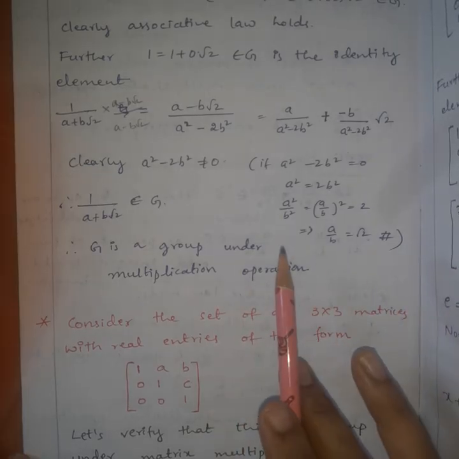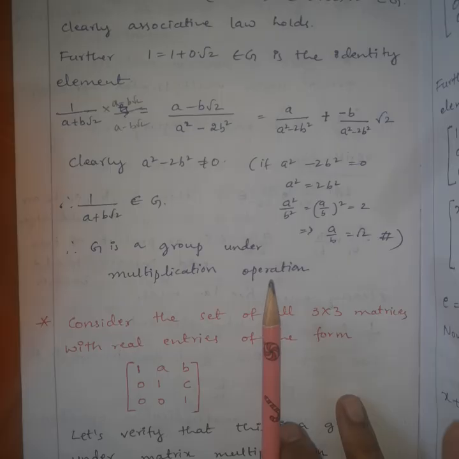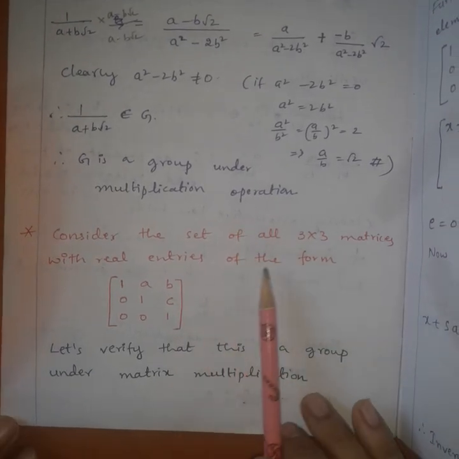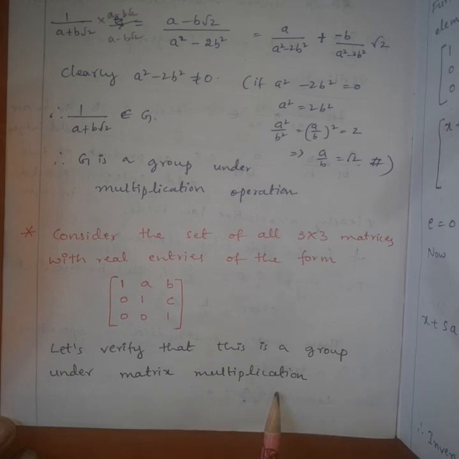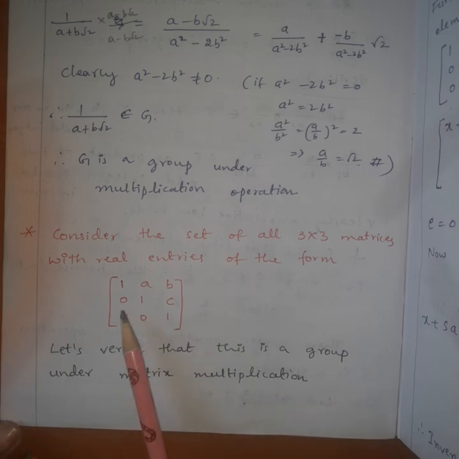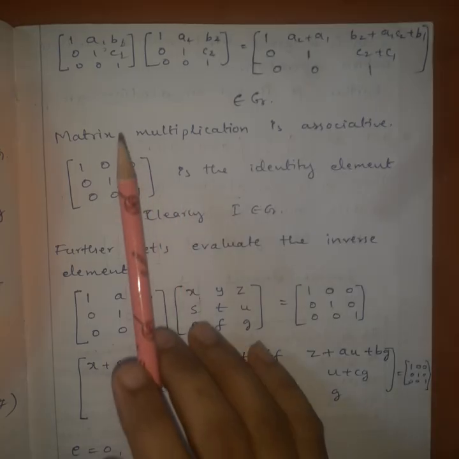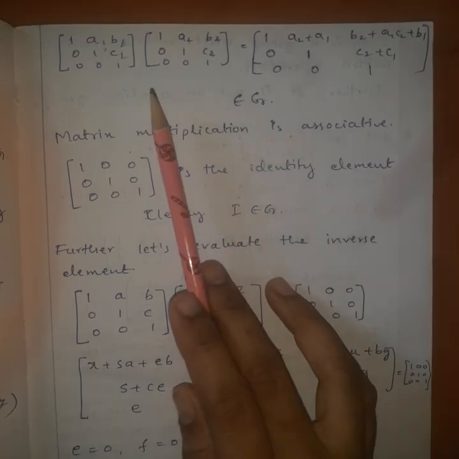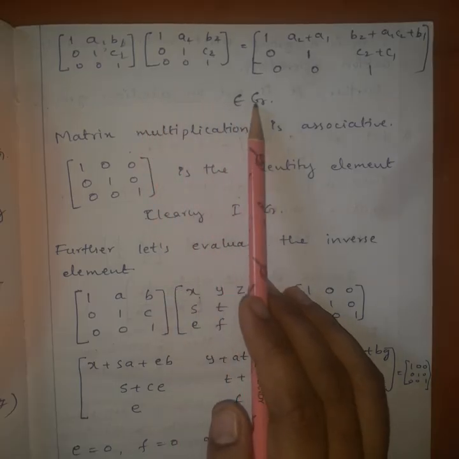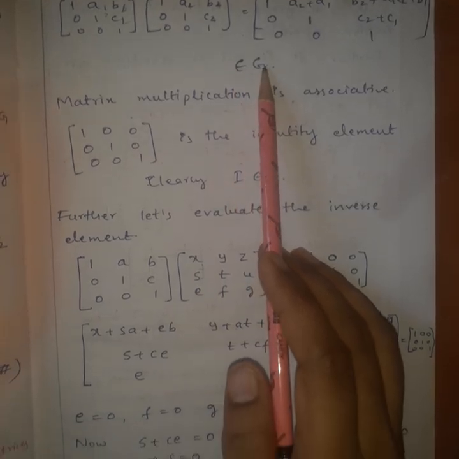If you want, please pause the video and analyze the calculation. Next, consider the set of all 3 by 3 matrices with real entries of the form 1 a b, 0 1 c, 0 0 1. Let us verify that this is a group under matrix multiplication. Sometimes they may ask whether this is a group or not with four options, so let us check. It is closed under matrix multiplication: if A belongs to G and B belongs to G, then A into B belongs to G. Clearly, the first property is satisfied.